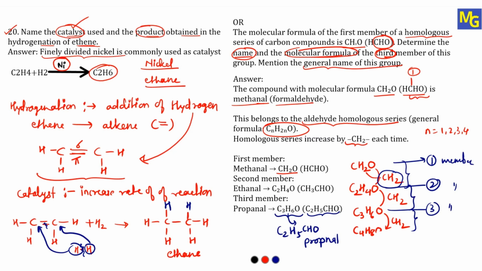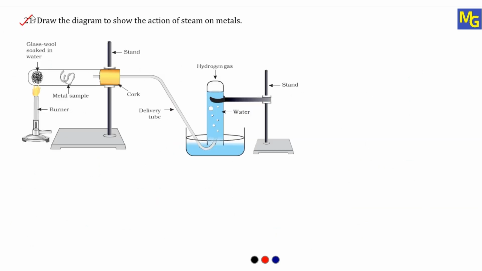Now the next question is question number 21, that is, draw the diagram to show the action of steam on a metal. In this question they have asked just to draw the diagram. They have not asked to label any apparatus, just draw the diagram. This is the diagram for this question, which I have taken from the NCERT book, from the Metals and Non-metals chapter. This diagram has all the labelings because it is just practice. But if such a question comes in the exam, no need to write all the labels. Just draw the diagram.